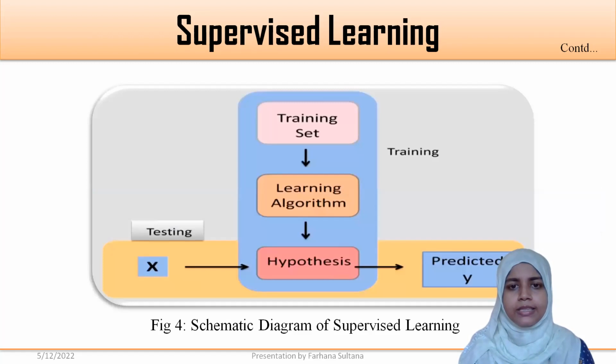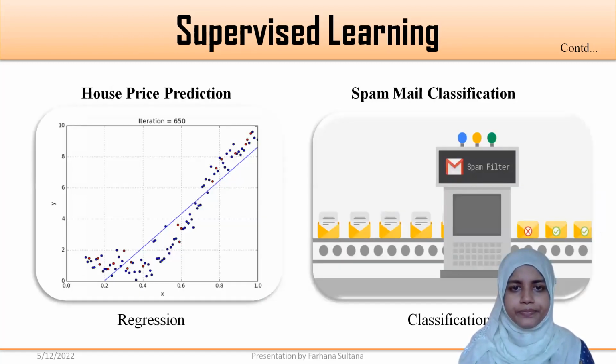We can also present it like this. This is the training part. We give the learning algorithm training sets, and from that training set it learns a function, mapping or hypothesis. After training, this period is called training, and this period is called testing, when we give the machine an unknown X and it should predict the Y.